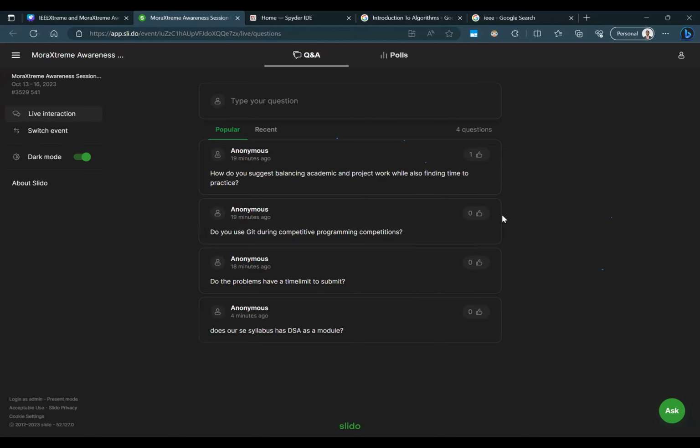Do you use Git during competitive programming competitions?